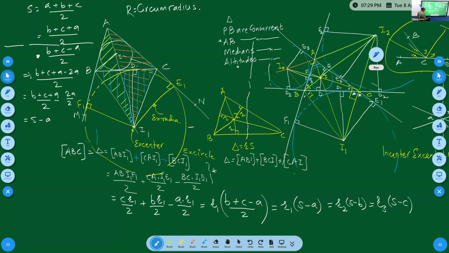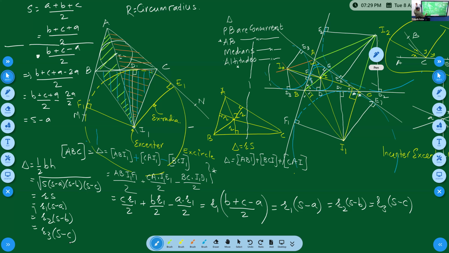So let us figure out how many area formulae we have. Delta is equal to half base into height. We have delta is equal to root of S into S minus A into S minus B into S minus C, Heron's formula. Then we have delta is equal to RS. Then delta is equal to R1 into S minus A. Then R2 into S minus B. Then R3 into S minus C.